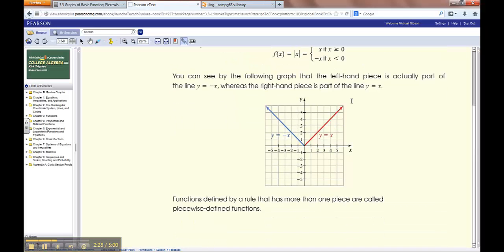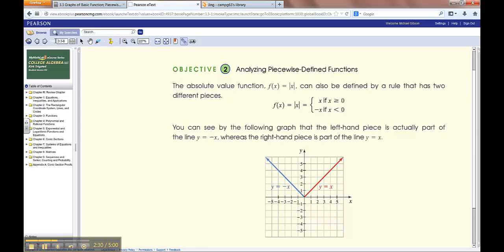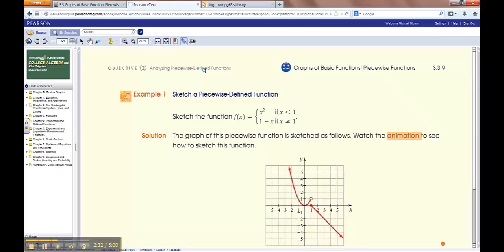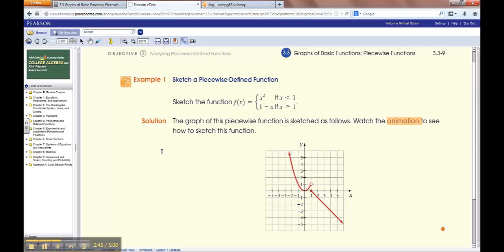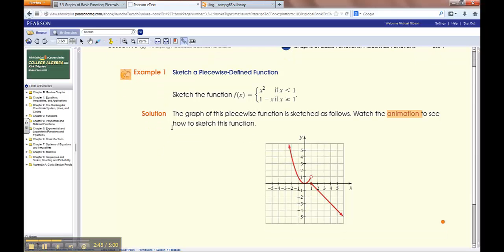Okay, now let's go to the next page. They say sketch a piecewise defined function, and they're going to explain how to do it. I just ran through that, and here we have a little animation. The book is just full of this kind of stuff. They've really done a nice job, I think, of explaining things.